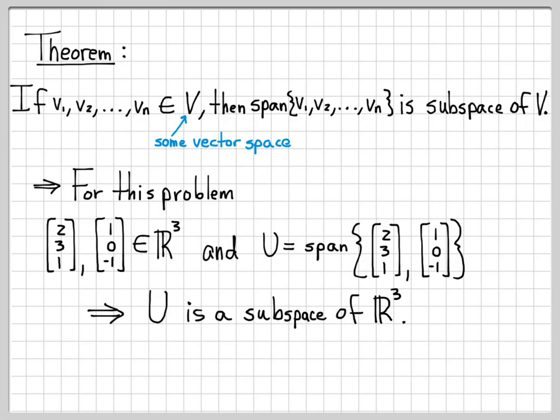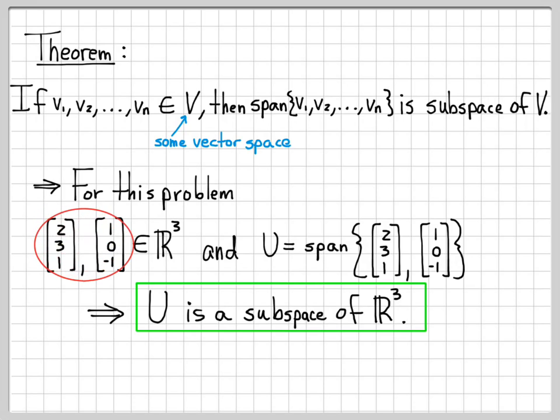So this is a very useful theorem. Anytime that we're working with a vector space, if we have vectors from that vector space, and we take the span of them, the set of all linear combinations, we know that we always end up with a subspace of the upper vector space V. For this particular problem, that means that U is a subspace of R3 because we were able to factor our original vector into these two vectors. We noted that both were in R3, and we had the fact that U was the span of these vectors. So that establishes the fact that U is a subspace of R3 by this theorem.